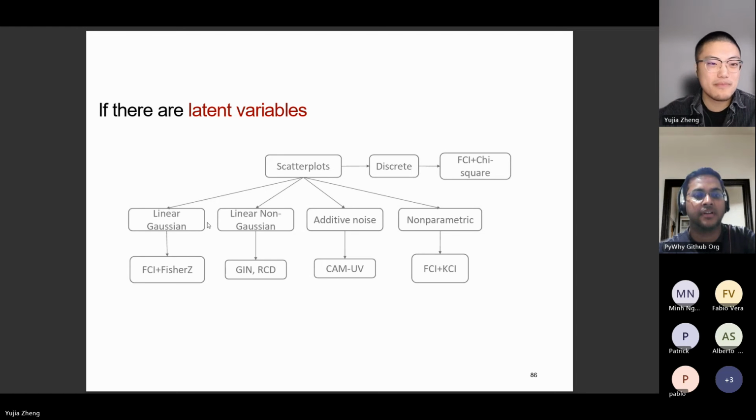Got it. Yeah, I believe there might be some tests for linearity or non-Gaussian noise. Yeah, exactly.